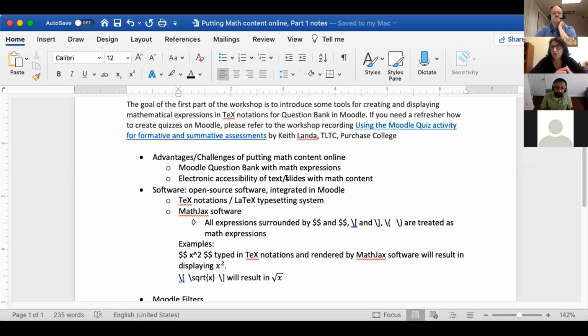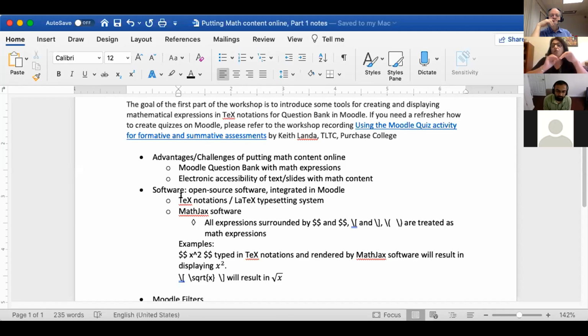All right, so that was kind of the motivation. Now, the solution to both topics, the Moodle question bank with math expressions and electronic accessibility of lecture notes and slides with math content, one of the solutions that we came up with lies in using so-called TeX notation and MathJax software. There is also HTML, but Atar will be talking about that later on. So what does it mean? TeX notation and MathJax software. What does TeX notation mean?